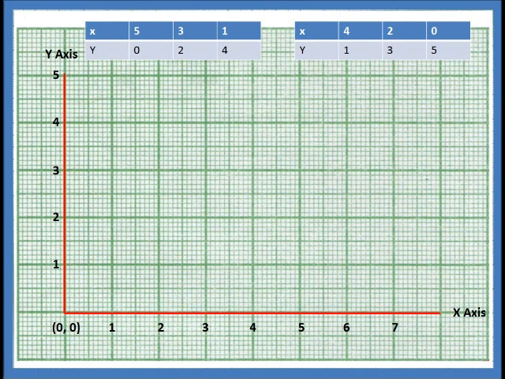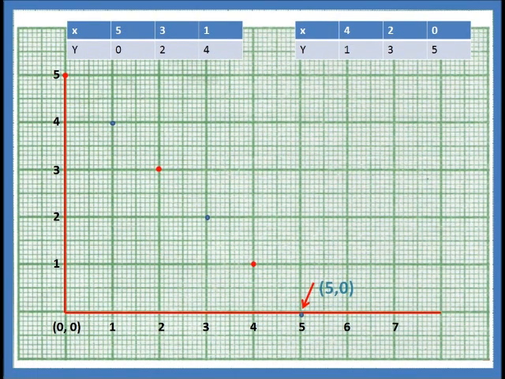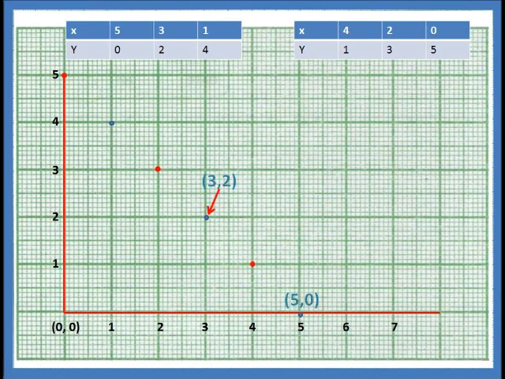Now draw two lines, one horizontal to the paper and one vertical to the paper. The horizontal line is the x-axis and the vertical line is the y-axis. Now mark the scale on the paper as shown in the figure. Now mark all the points from the two tables, and the first point, which has been shown by a red arrow, is (5, 0) from the first table.